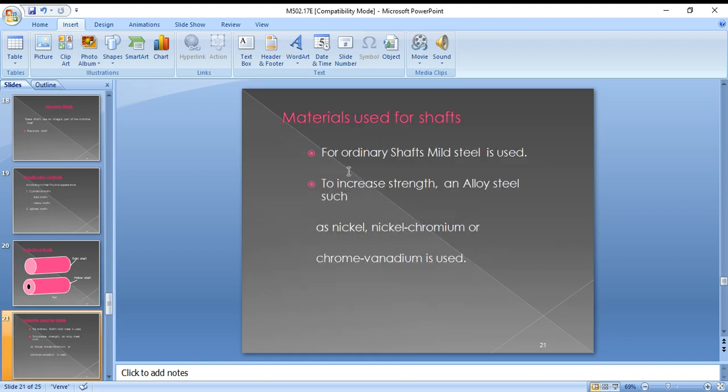So there are different types of materials we use for the shaft. For an ordinary shaft, we use low carbon steel, that is lesser than 0.4 carbon, which is mild steel. And for high strength, we use alloy steels like nickel, chromium, and chrome vanadium. It is very costly and has high strength. These shafts can be made by machining processes, either hot rolled or cold rolled.